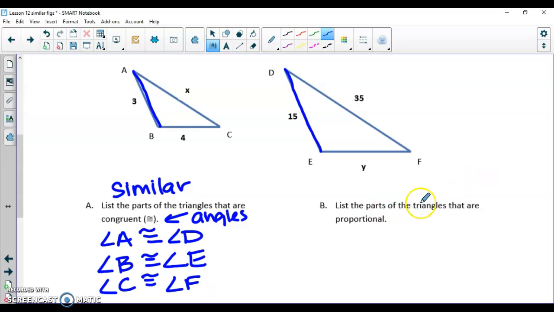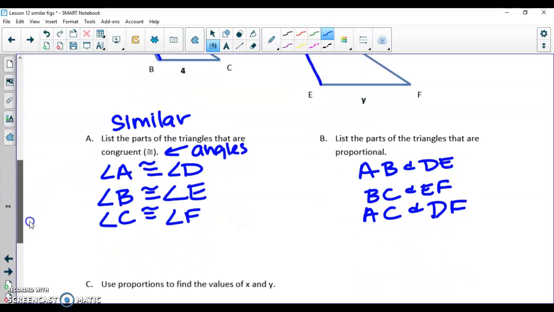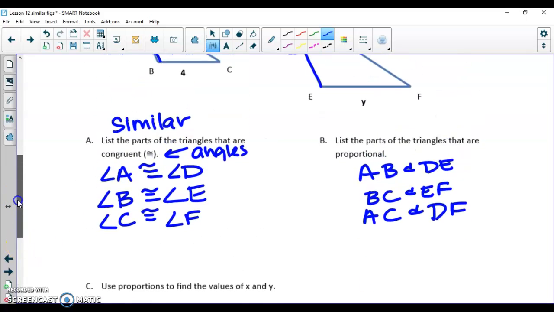When we talk about proportional sides, AB is proportional to DE. Proportional sides would also be BC across the bottom here and EF. And then this slanty one, we have AC, and that corresponds to DF over here. So those are actually going to form proportions. It says use proportions to find the values of X and Y.